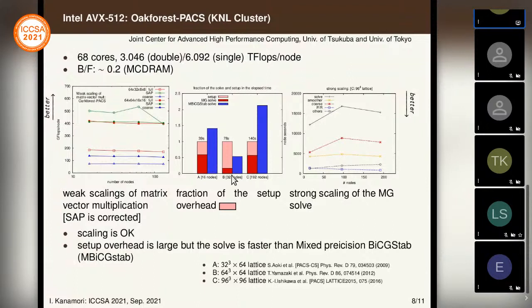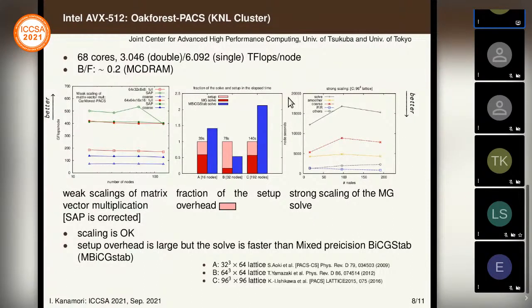And the middle panel is the performance itself. The solid red is for just solving, and this pink one is the overhead to make a null space vector that we call the setup stage. Everything is normalized with the solve and this setup. And this blue one is for comparison, the timing from the mixed precision BiCGStab solver, where the setup stage takes some overhead, but the solving is faster than this mixed precision solver.